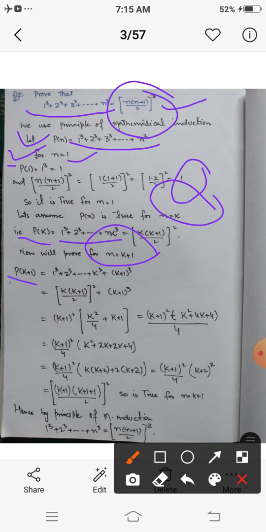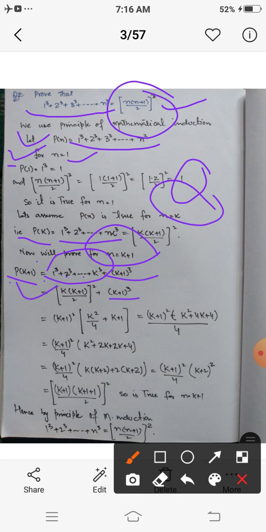Now what is p of k plus 1? It is simply the sum of the first k plus 1 numbers, that is 1 cube, 2 cube plus k plus 1 cube, because the successor of this k is k plus 1, and we are finding here the sum of the first k plus 1 cubes. That is why this is 1 cube, 2 cube, k cube up to k plus 1 whole cube. Now by assumption the sum of the first k cubes, that is this portion, is k into k plus 1 upon 2 whole square, that is this, and k plus 1 whole cube.